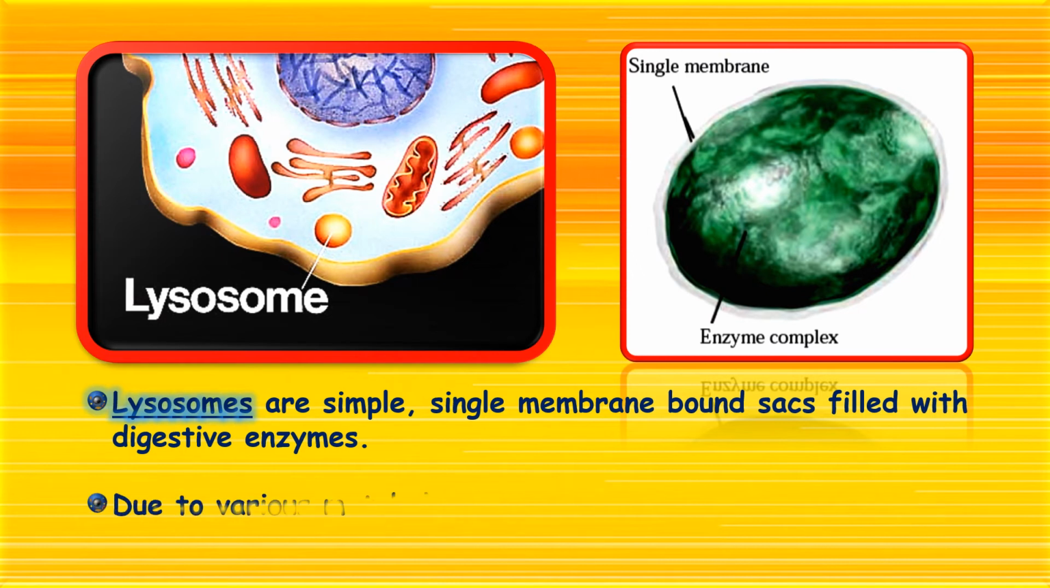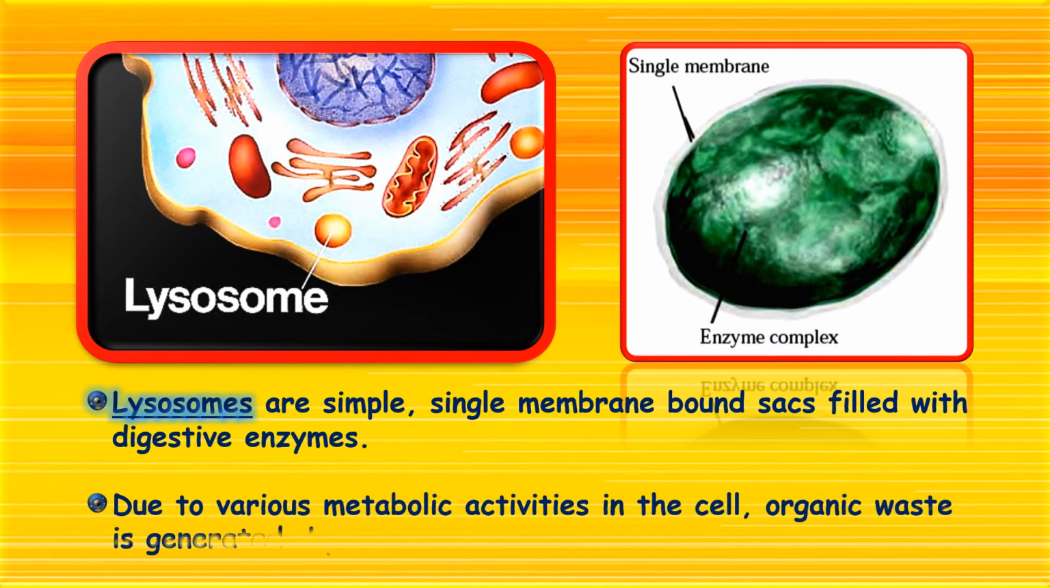Now, due to various metabolic activities that take place in the cell, we get waste which is generated in the cell. Any activity produces waste and so the cell also has waste. Now, these lysosomes digest this waste which is there in the cell.